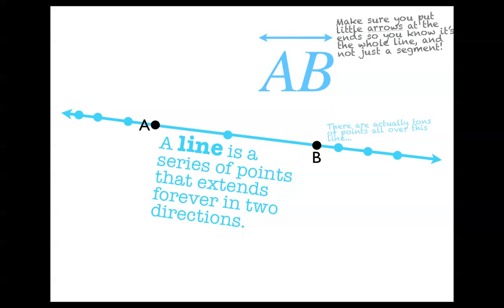Just make sure you put little arrows at the end so they know you're talking about the whole line and not just a segment of the line. And you could actually call this one line AB or line BA. Or if I told you that there was a point X over here and a point Y over here, you could call it line XY or line YX. It's all the same line, isn't it?